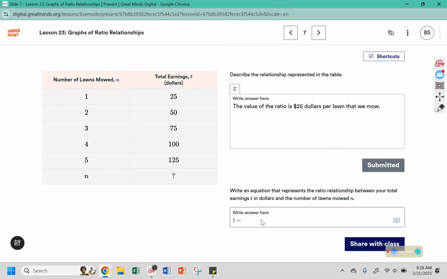Write an equation that represents the ratio relationship between your total earnings T in dollars and the number of lawns mowed n. We saw in the last slide that the value of the ratio was multiplied by n. In our table, the value of the ratio is 25. You earn $25 per lawn mowed. That phrase per indicates that we are multiplying by the variable here.